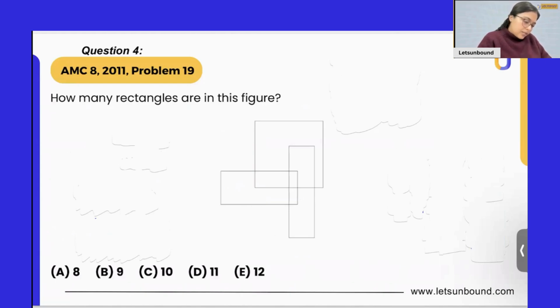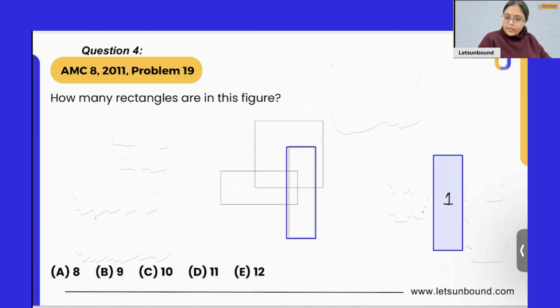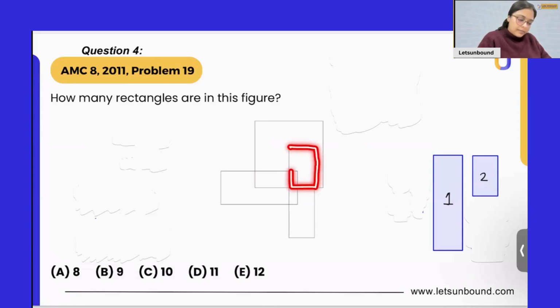Okay, so let's just talk about the first one. Can you see this rectangle? Right? I've given 1 to it. Okay? Then the next one, 2. Can you think about the 2? This is this one. Okay? I'm showing you on the right and I'm also highlighting it on the left.